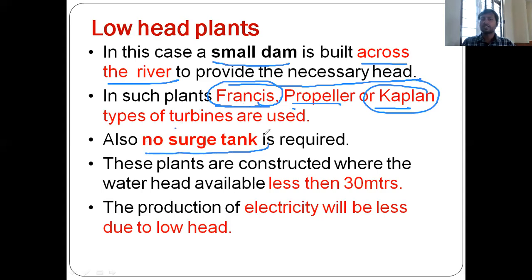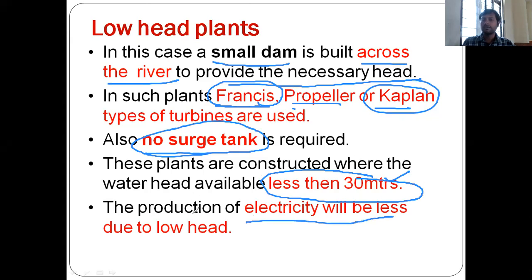Next, no surge tank is provided. In these low head power plants, no surge tank is provided, and the height is less than 30 meters. The production of electricity will be very less due to the low head. High head means high discharge of water, and the flow of water is huge, so the rotation of the turbine is also more, and more electricity will be produced. If the head is low, the speed of the water releasing is very less, so the production of electricity is also less.